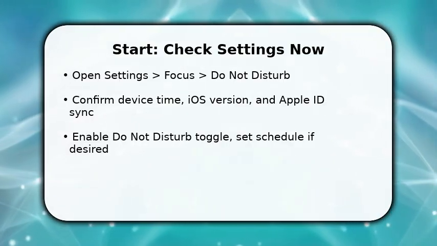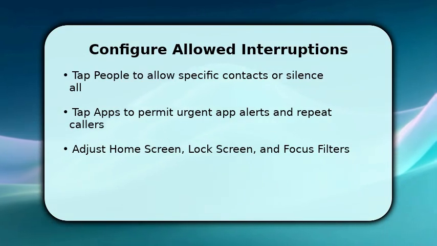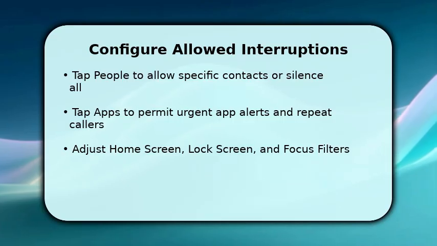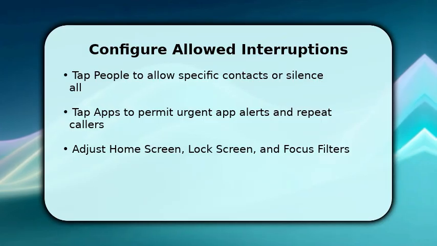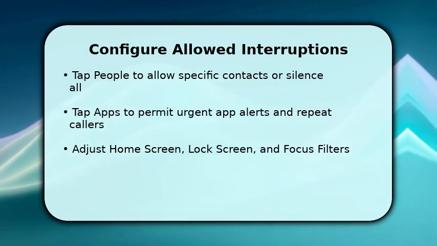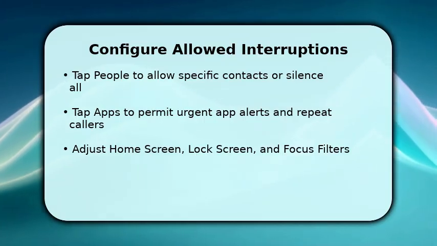Next, you'll control exceptions. Tap people and remove any group or contact you don't want to bypass Do Not Disturb. Conversely, add only those truly urgent. Then go to Apps and block or permit app notifications, prioritize essential alerts, and disable unnecessary ones.